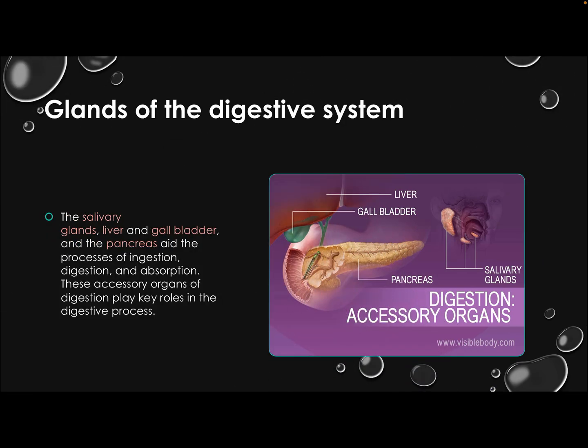The glands of the digestive system include the salivary glands, the liver, the gallbladder, and the pancreas, which aid in the process of ingestion, digestion, and absorption. These accessory organs do play a key role in the digestive process.